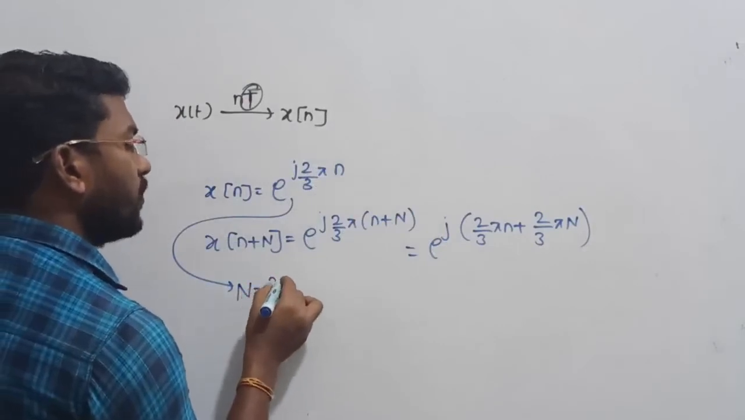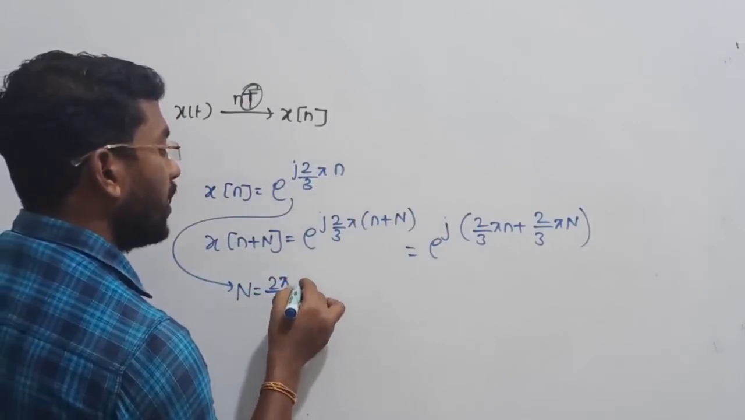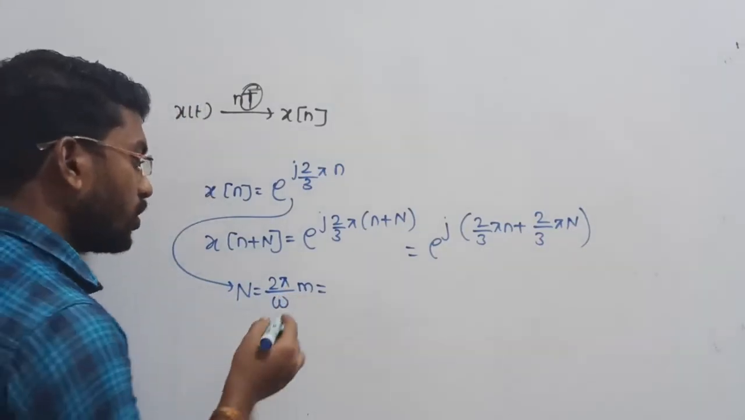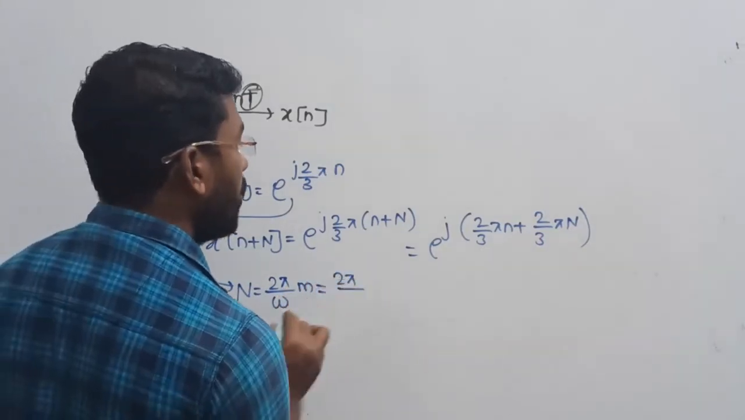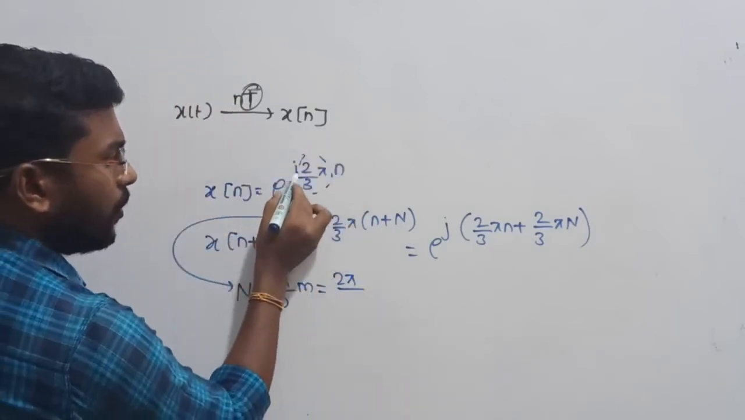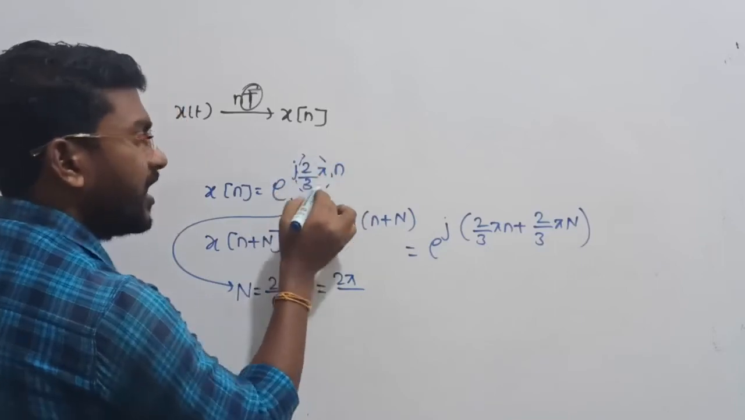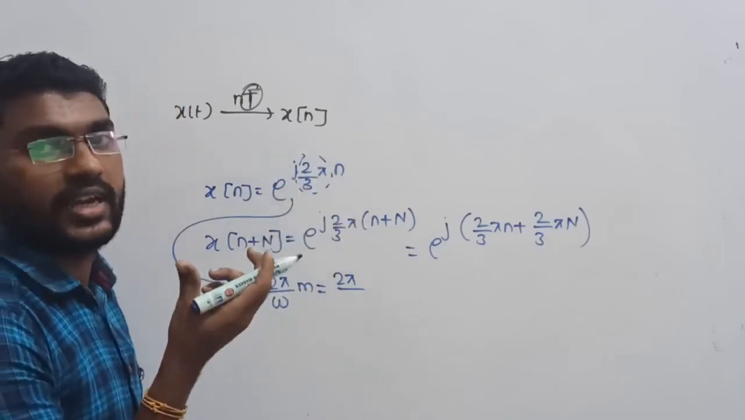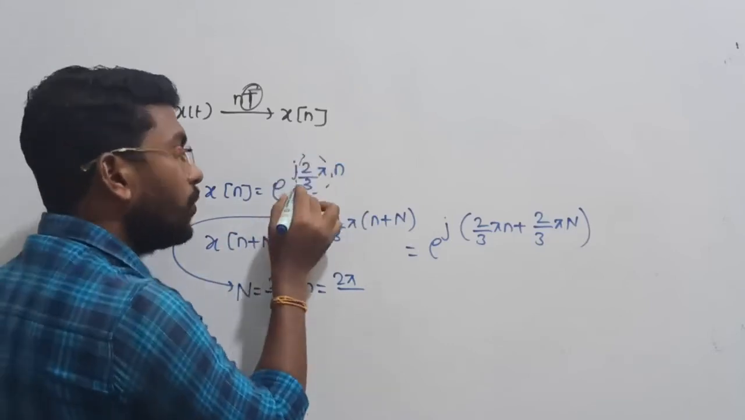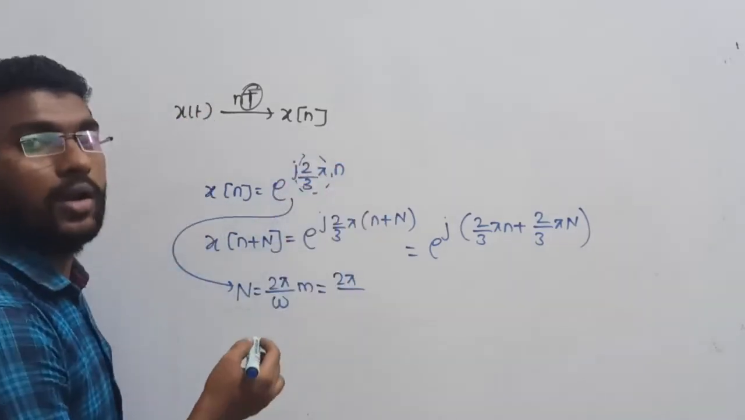So N, the general formula, is 2 pi by omega into m. One thing we have to understand: this N must be an integer, that's all. So let us proceed. 2 pi by omega, here we have e power j omega n. Guys, listen, e power j theta we write as cos theta plus j sin theta, correct? So that is omega into n only.